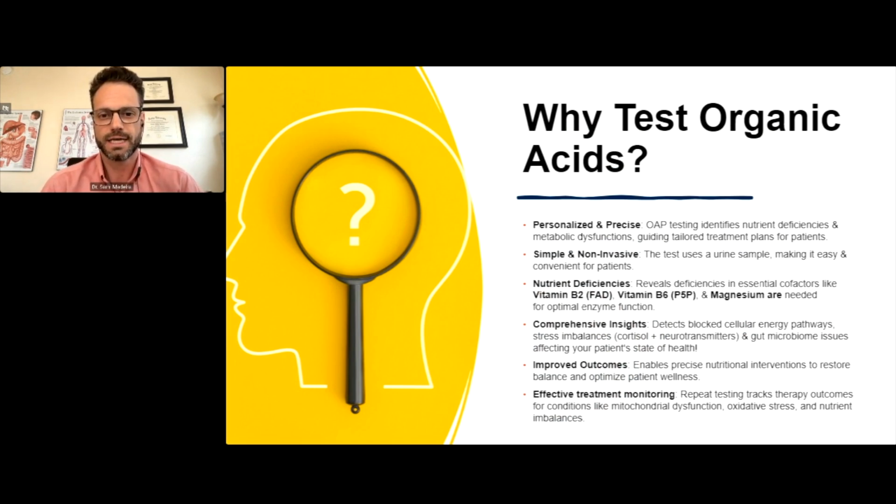And why test organic acids? I've already talked about this, but in summary: a personalized and precise approach, simple and non-invasive. It's a first morning urine. I've had a lot of challenges with my busy patient population getting a morning fasting blood draw, and maybe you have similar concerns or issues with getting a blood draw. So this bypasses that issue altogether. They're just going to pee in the cup and send it to the lab, and then we'll help you interpret it.